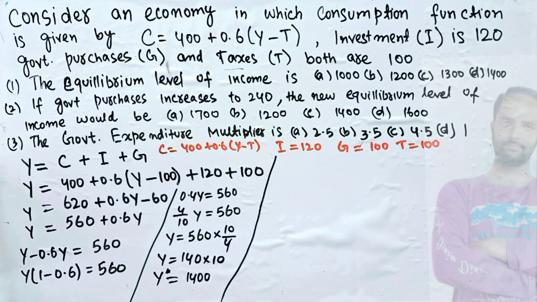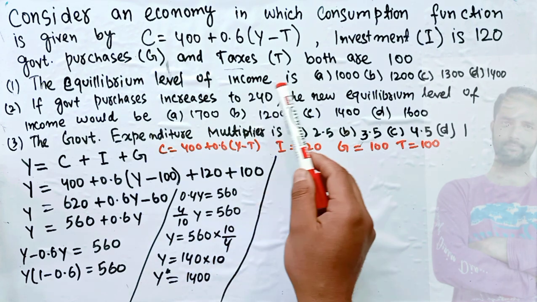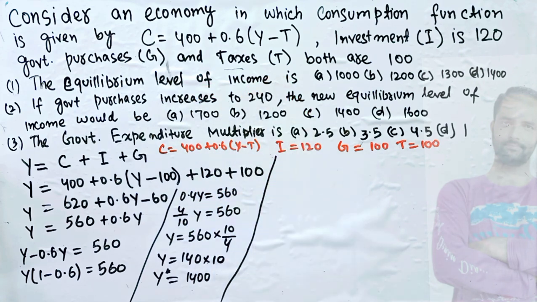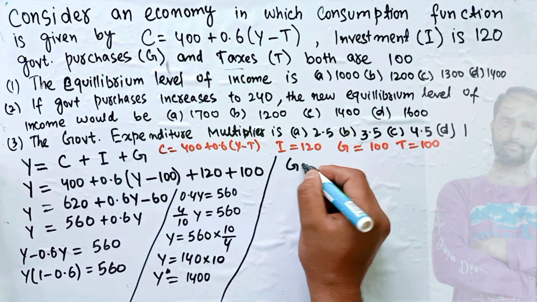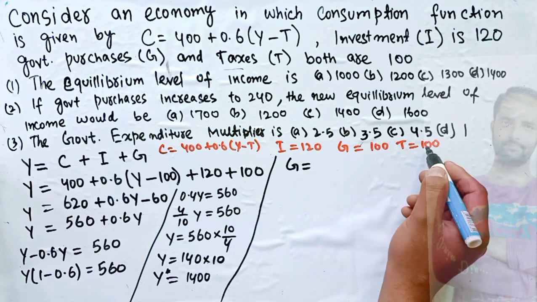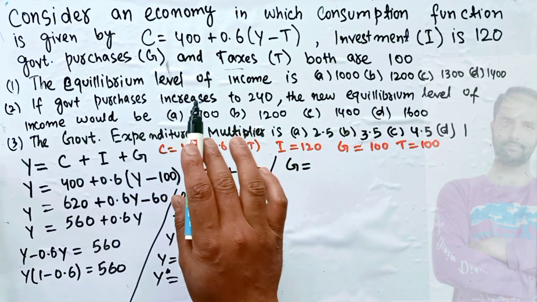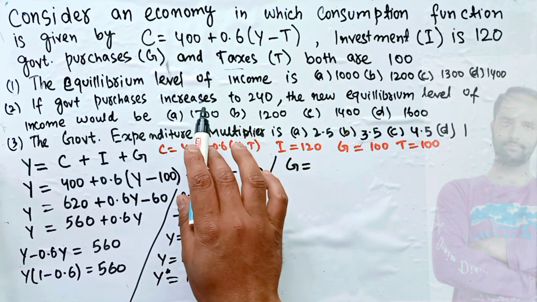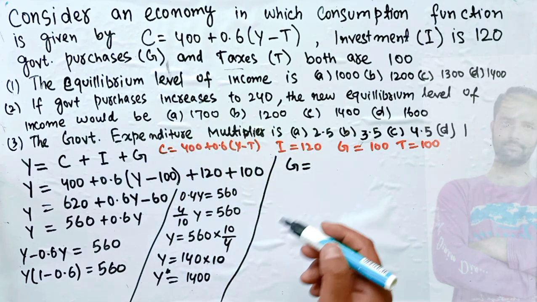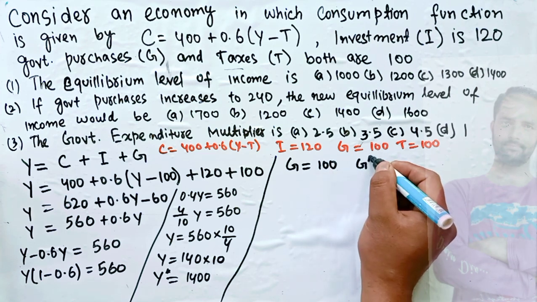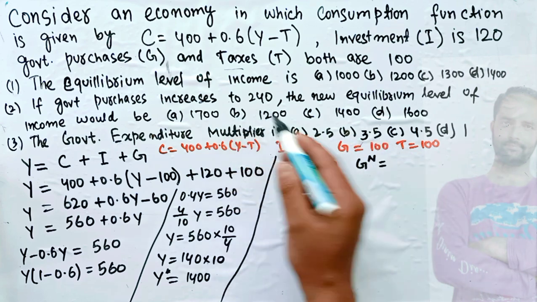Now what we are being told, what happens if government expenditure increases to 240. Okay, so initially our government expenditure was, G was being given to us as 100. If government purchases increase to 240, so initially our government expenditure was 100, now it has changed to, let us say, G new is equal to 240.